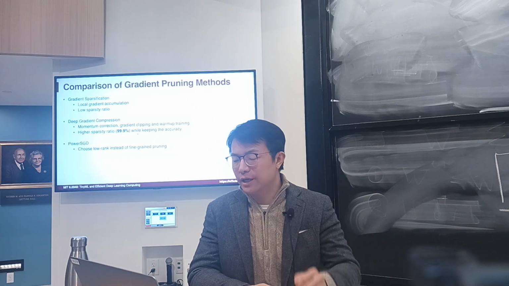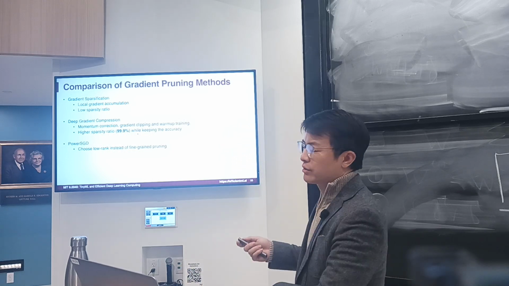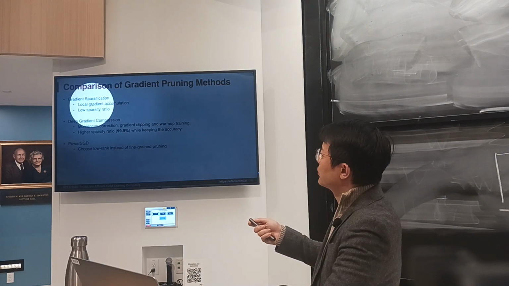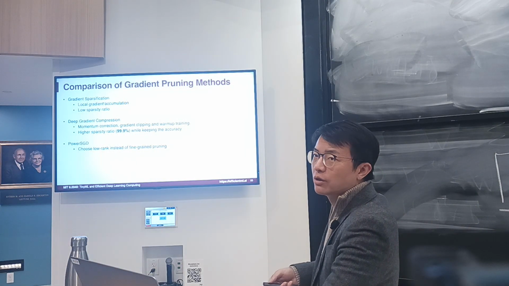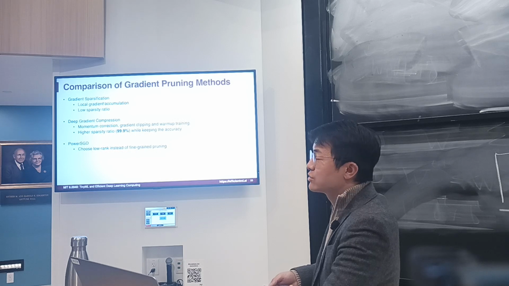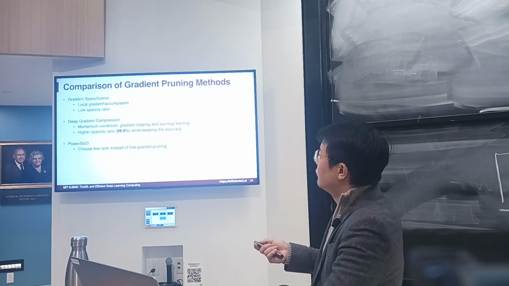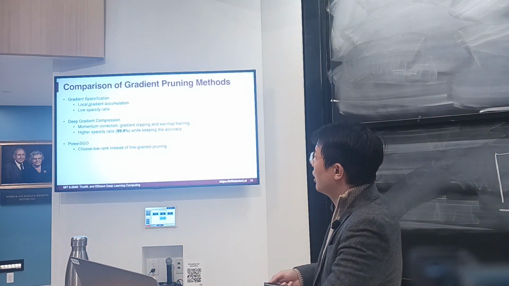So this is the comparison of different gradient pruning methods. We can perform sparsification, starting with local gradient accumulation. If the gradient is small, we can accumulate it until it's large. After it exceeds a certain threshold, we send it out. Unfortunately, it can have a low sparsity ratio, otherwise the accuracy will drop.